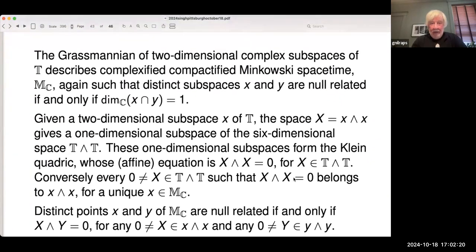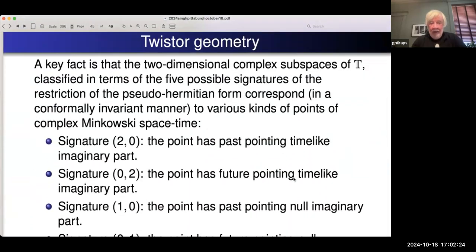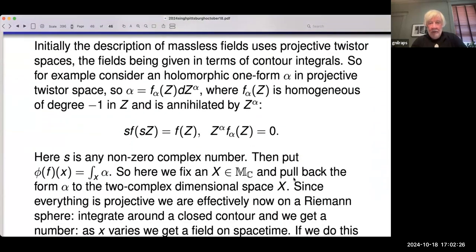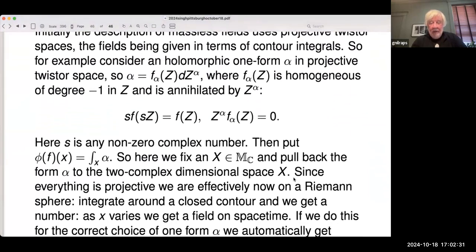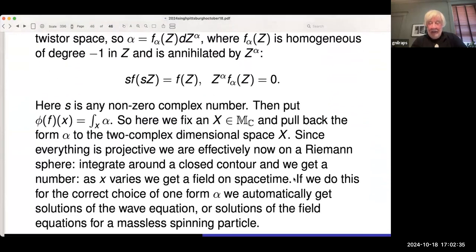I guess I don't have time to go through all this. There's twisted geometry, and there's an idea of going from twisted geometry to fields, and I just mentioned it at the beginning of my talk. You do contour integrals.